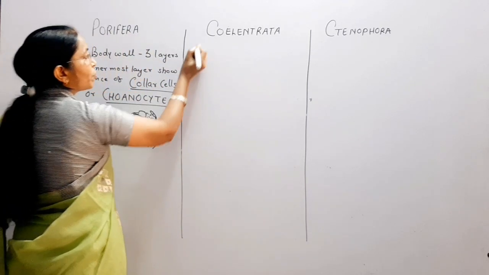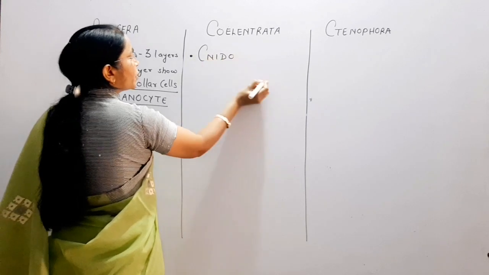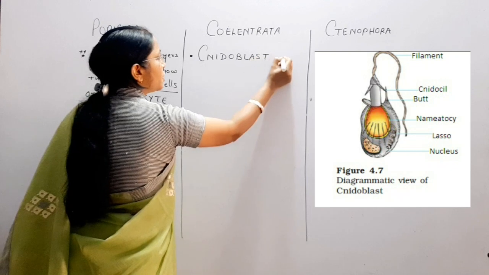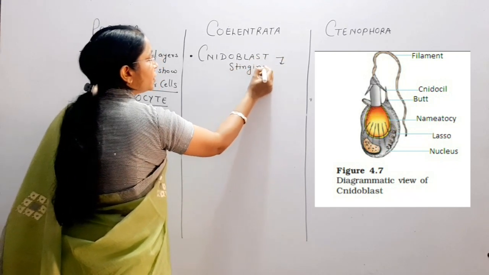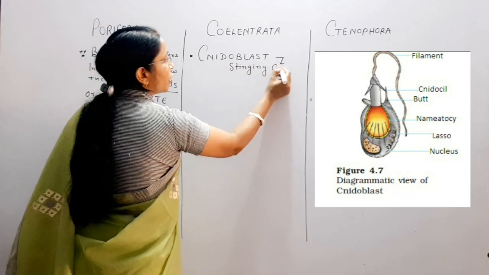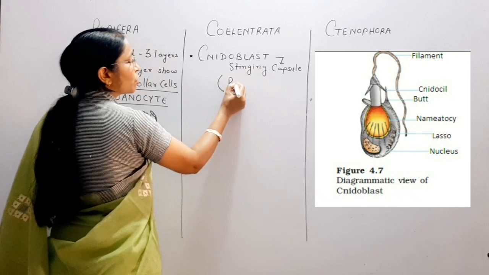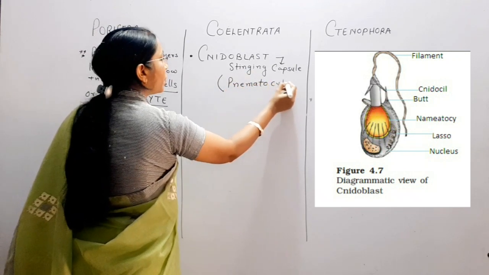So here you remember the specialized cells. Stinging cells are present, which are called nidoblasts. These nidoblasts show the presence of a stinging capsule which releases a poison. This stinging capsule is also called a nematocyst or nematocyte.